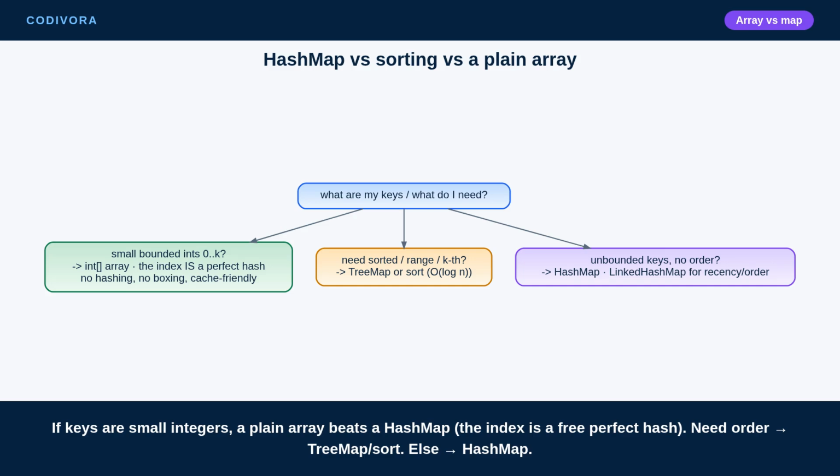Hashing isn't always the right tool. If your keys are small bounded integers like letters A to Z, a plain array is a perfect hash. The index itself is the bucket, no hashing, no boxing, and it's cache-friendly. An int[26] beats a hash map for counting letters. If you need sorted order, ranges, or the kth element, use a TreeMap or just sort, O(n log n). Otherwise, unbounded keys with no order, that's the hash map. And use a LinkedHashMap when you need insertion or access order. That's how an LRU cache works.